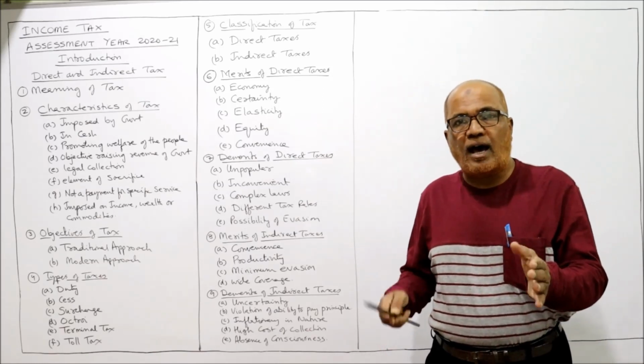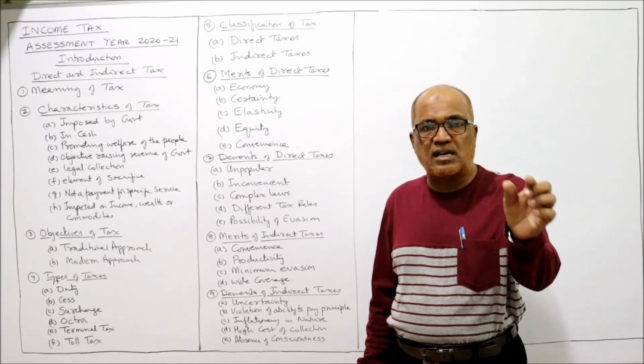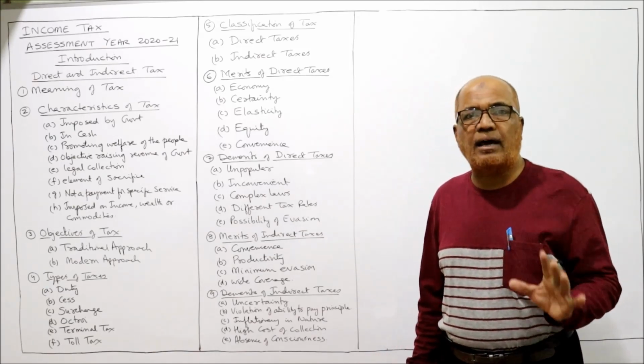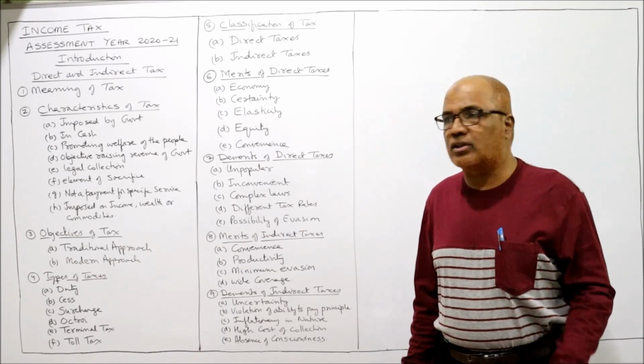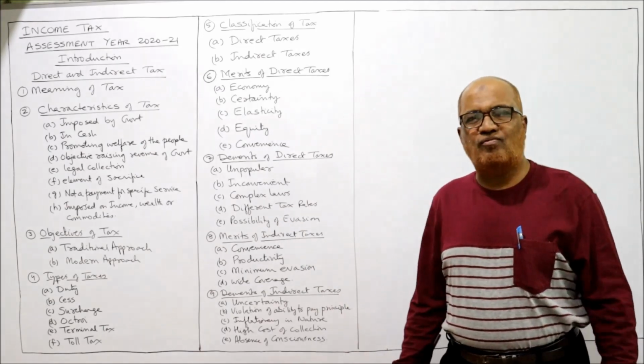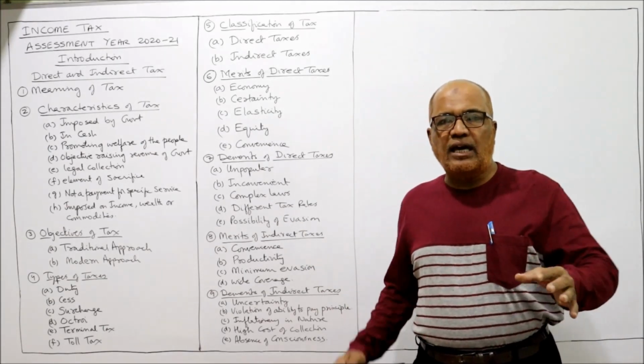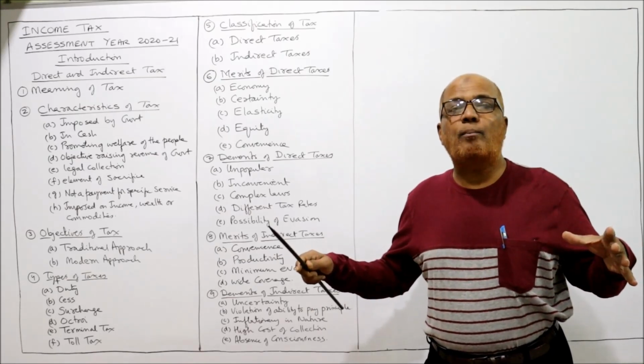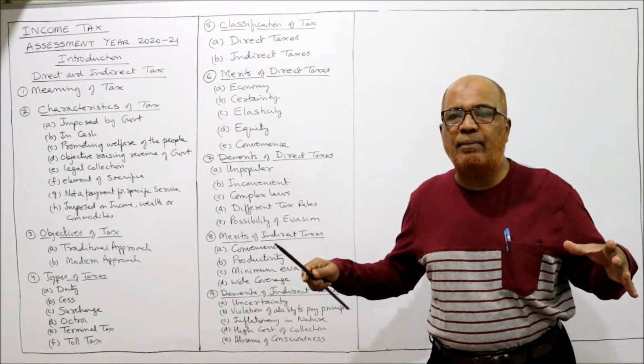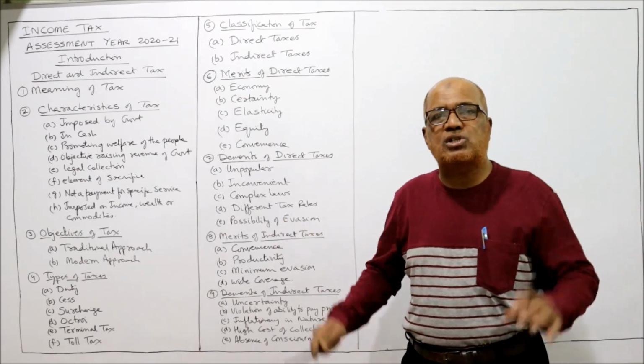The taxpayer has to pay the whole amount of tax at one time, so it will be inconvenient for the person. Then, complex laws. One of the problems is that the income tax law is a very complex law. Everybody, a layman, cannot understand all the provisions of the law.